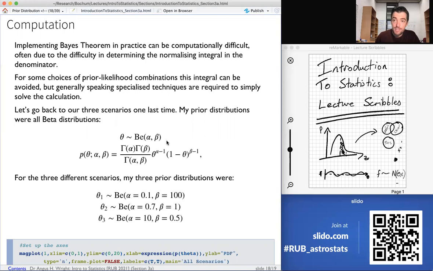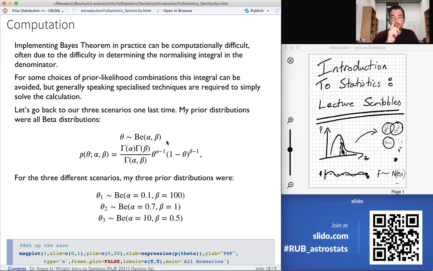How we actually do this in practice can be computationally difficult. And the main reason it can be difficult is because of the normalization integral in the denominator. That integral can become very, very difficult to calculate with surprisingly simple distributions of data and priors. We'll see that more next week. But for some choices of prior and likelihoods, the integral can be either avoided entirely, or you can use special techniques that we'll go through in order to solve the calculation.